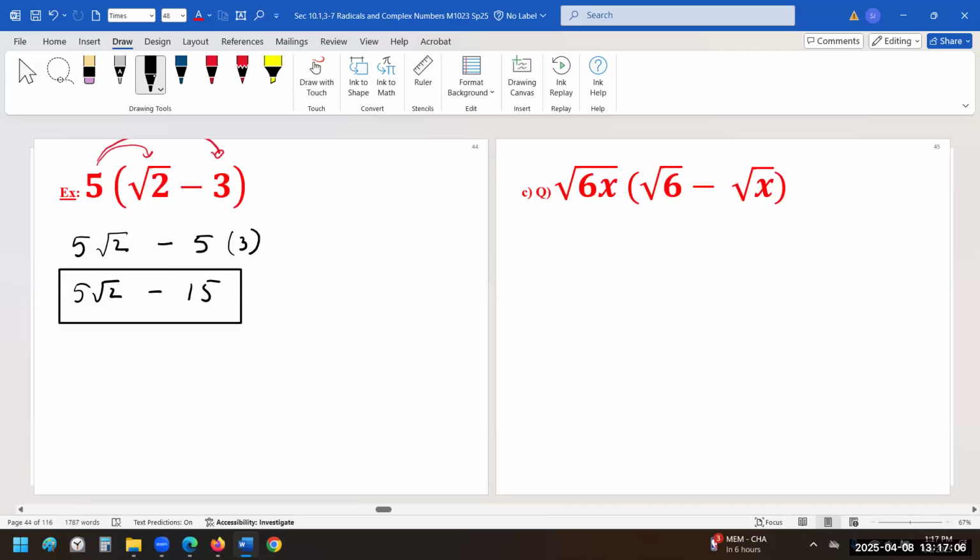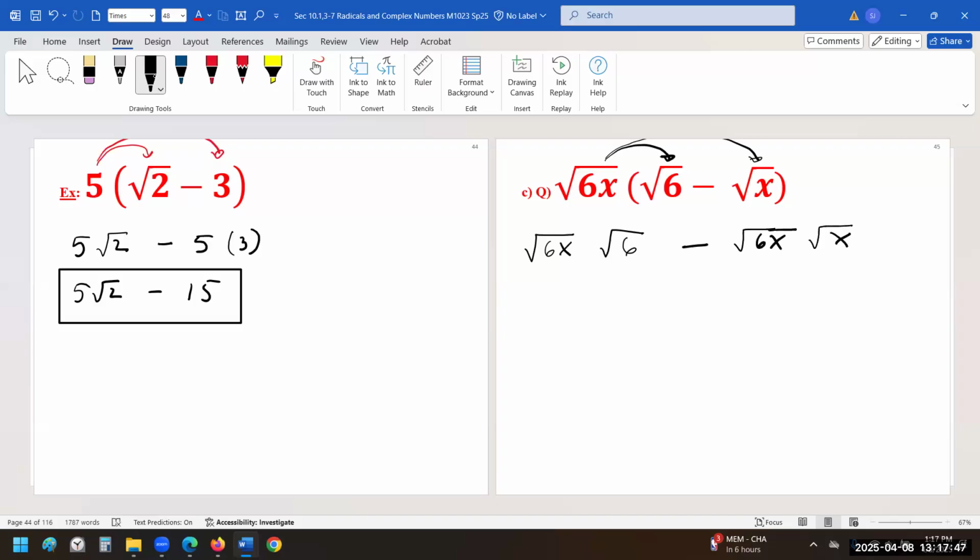That was easy, right? Now, what if we have a radical? Well, no problem. We start by what? Distribution. So you take the first element, we multiply by the monomial. Then we go to the second term and we multiply by the monomial. So square root of 6x times square root of 6 minus square root of 6x times the square root of x.